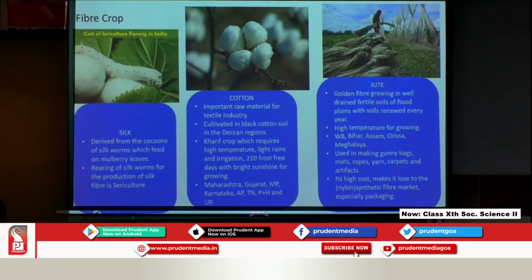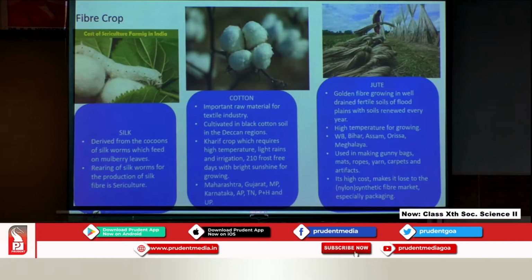You will see that it is grown in the states of West Bengal, Bihar, Assam, Orissa and Meghalaya. This is a very important occupation for the people of that region. What is the use of jute? You will see that it is used in making gunny bags, mats, ropes, yarn, carpets and other artifacts. So, when you go for these exhibitions and all, you will find a lot of artifacts which are made of jute in order to support those farmers and that industry.